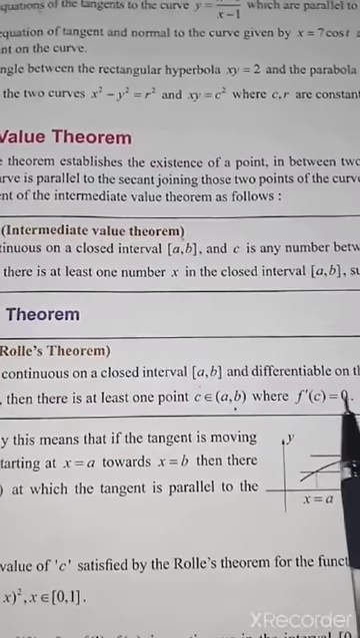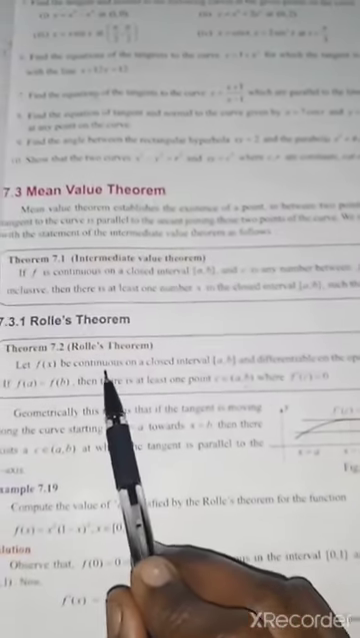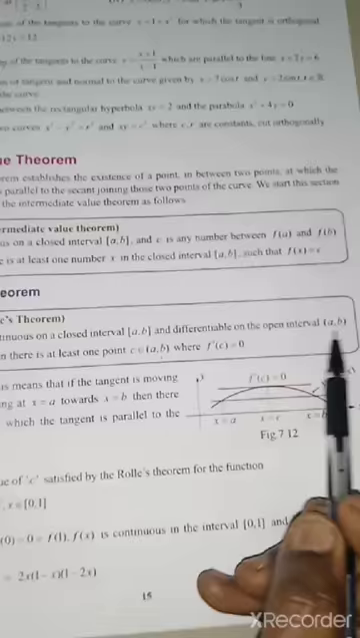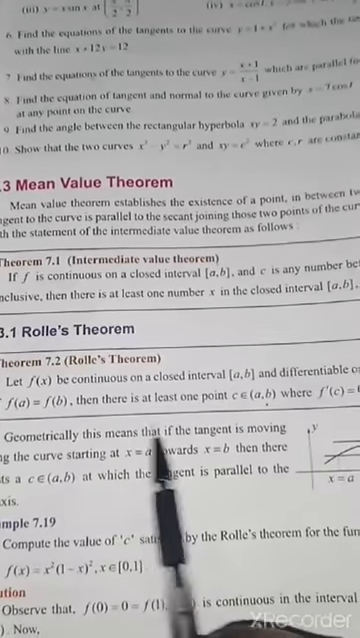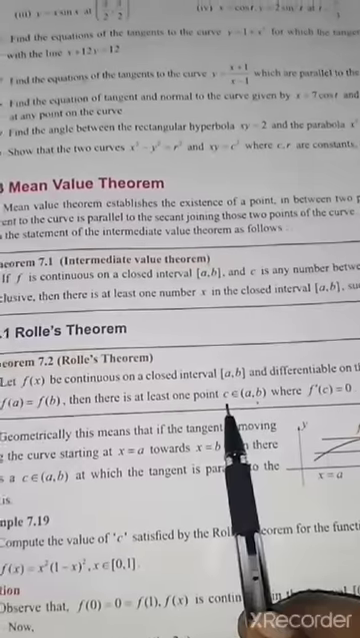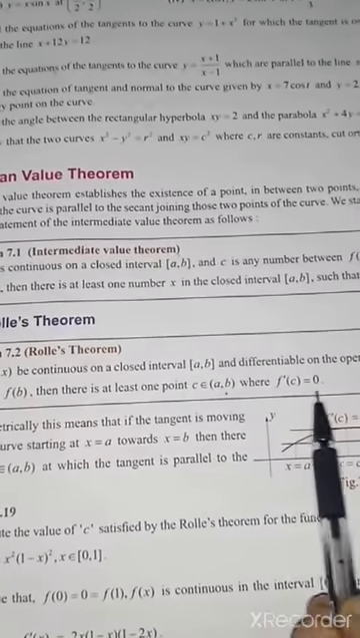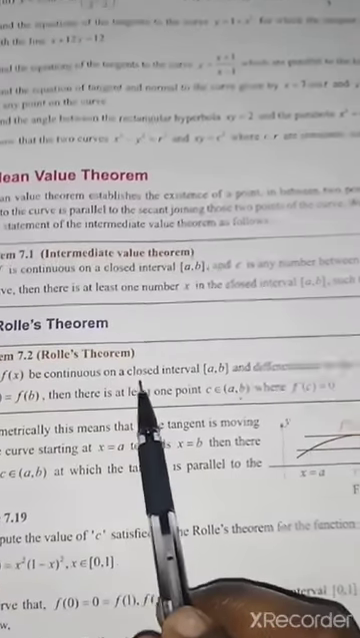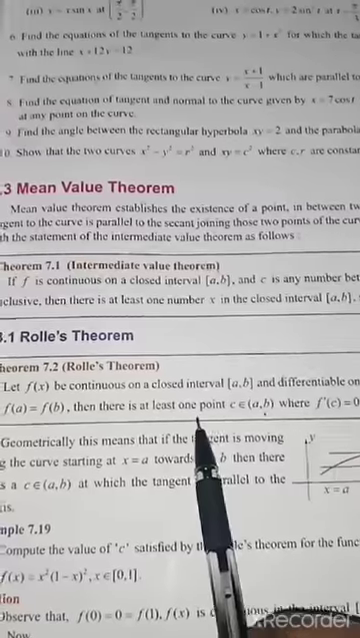This is your Rolle's theorem definition. So what is Rolle's theorem? f is continuous on the closed interval [a, b], f is differentiable on the open interval (a, b), and f of a equal to f of b, then there exists one point c in (a, b) such that f dash of c equal to 0. Using this definition we are going to prove the problems.